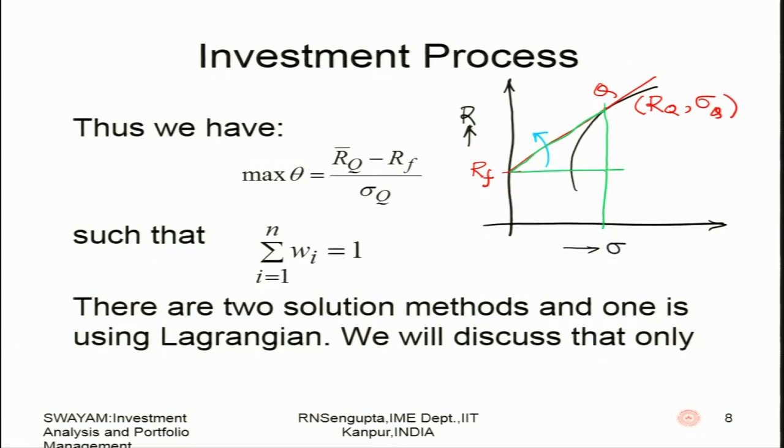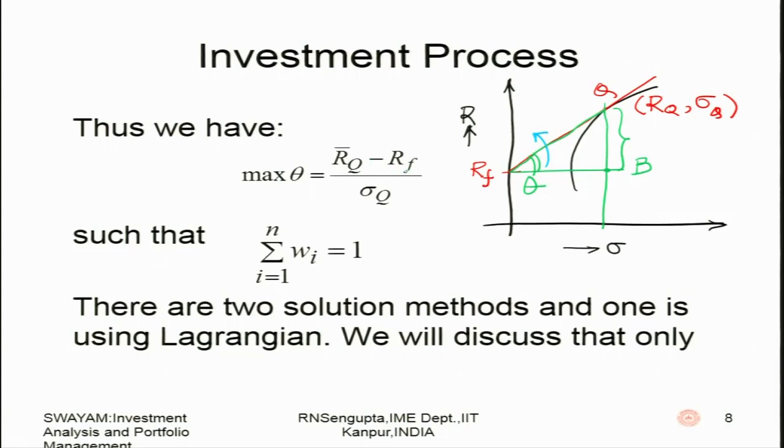So, this point which I have, consider this point to be, for example, B, and this angle is theta. So, tan of theta would basically be the height QB, which is equal to RQ minus RF. The bar obviously means the mean value.